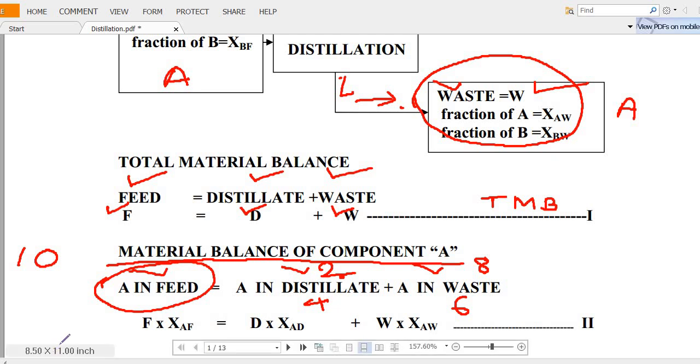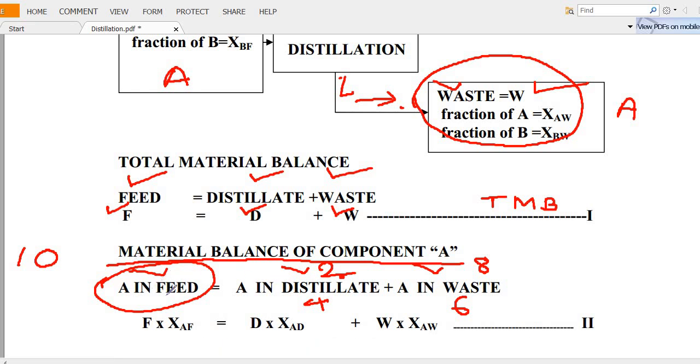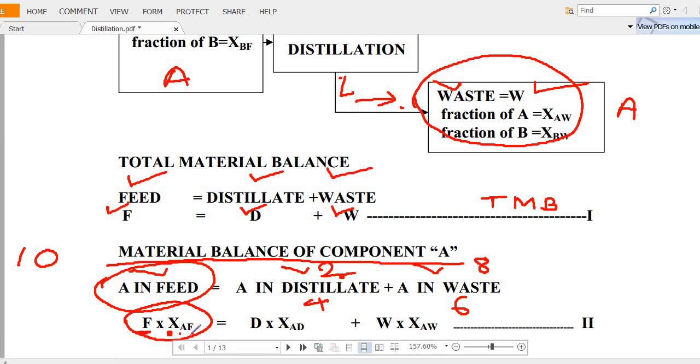So how do you now calculate A in feed? A in feed is calculated by this equation, F into XAF, where F is the amount of total feed and XAF is nothing but the fraction of A in feed. Fraction of A in feed means what is the amount of A out of 1. Fraction means out of 1.